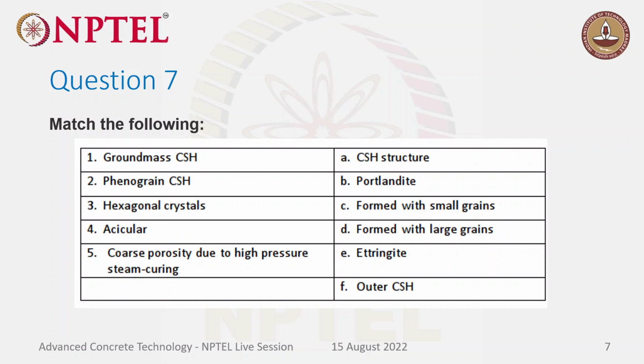And then which crystals will be formed in the shape of a hexagon? That I've already discussed in class. And then which hydrate will be of acicular shape? And then option 5 is coarse porosity due to high pressure steam curing. What will be the outcome when coarse porosity due to high pressure steam curing is formed? You have to match the terms in the left side to the right side of the column.